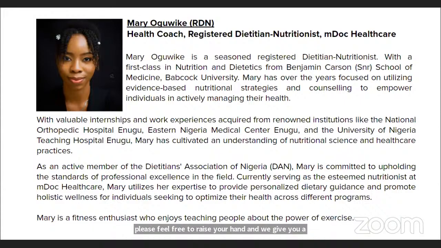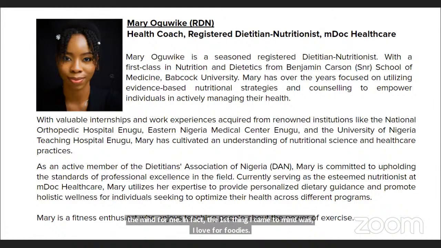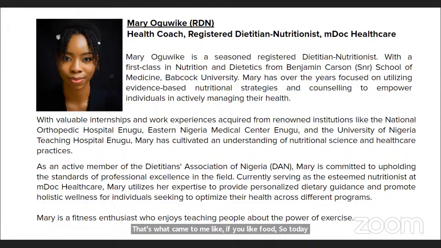Calories, yes. Eating right. Let me tell you what comes to mind for me. In fact, the first thing that came to mind was wahala for foodies. That's what came to me, like wahala. If you like food, wahala. So today, Mary will tell us if it is really wahala. Balanced diet, nutritional value, meals. You people are very on it. So investment in health. Wow. Portion control. I guess I'm the only person who saw it as a threat because I already started seeing it as wahala.